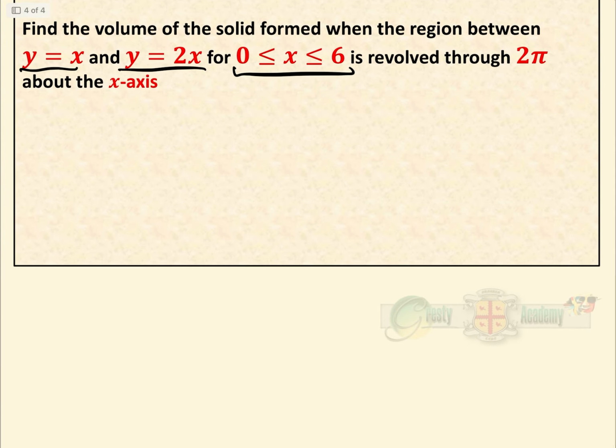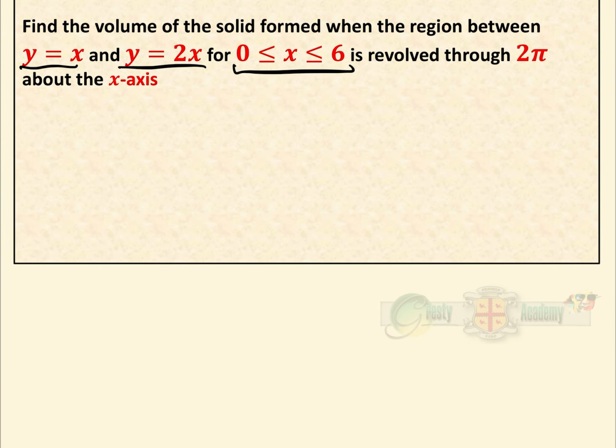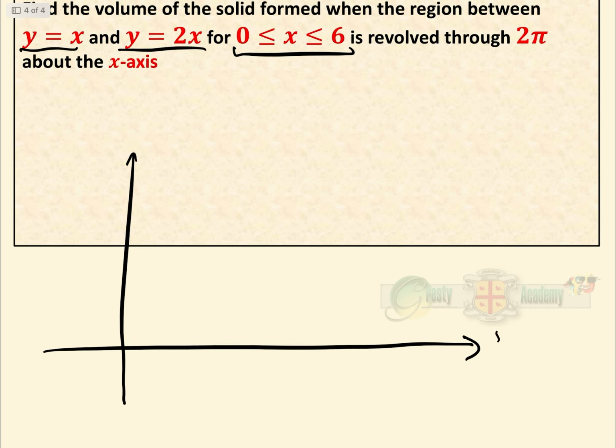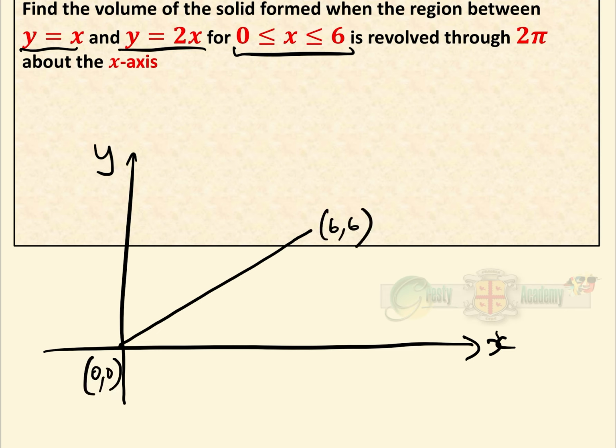This is the third type of question, so let's try and draw this. I'm probably not going to draw it very well, but let's have a go anyway. Right, so basically here is our x-y plane. Let's draw the line y equals x between 0 and 6. So this point here is (6, 6), and obviously this is the origin.